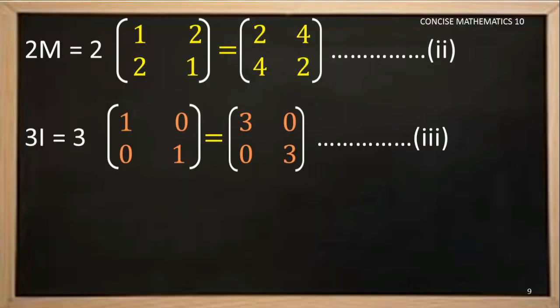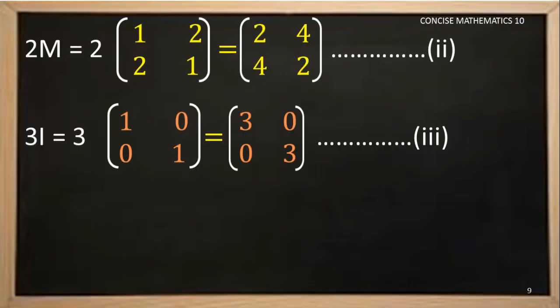In the second step, consider the product of 2 into M. Multiply all the elements of matrix M by 2. It results as 2 1s are 2, 2 2s are 4, 2 2s are 4, 2 1s are 2. Mark it as result number 2. In the third step, consider 3I. That is, I is a unit matrix, what we have defined, it should be multiplied with 3. Multiply all the elements. It results as [3, 0; 0, 3].